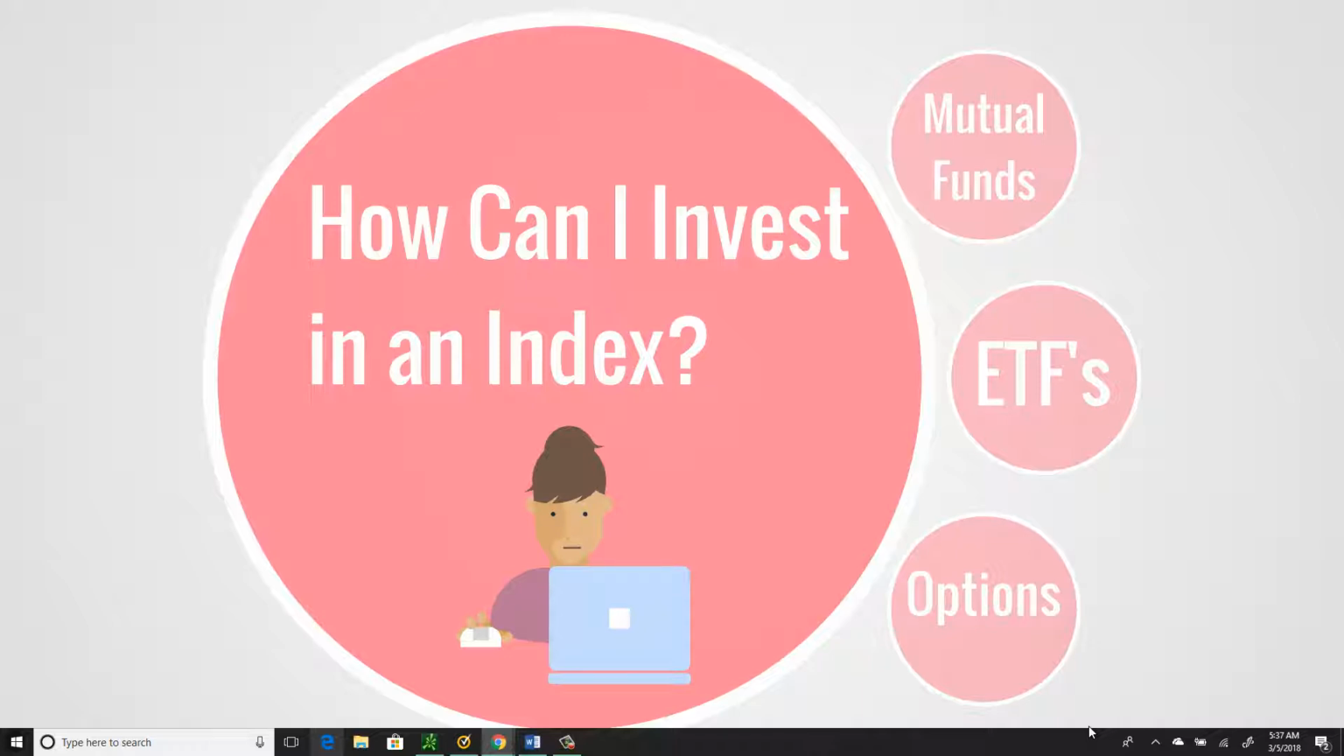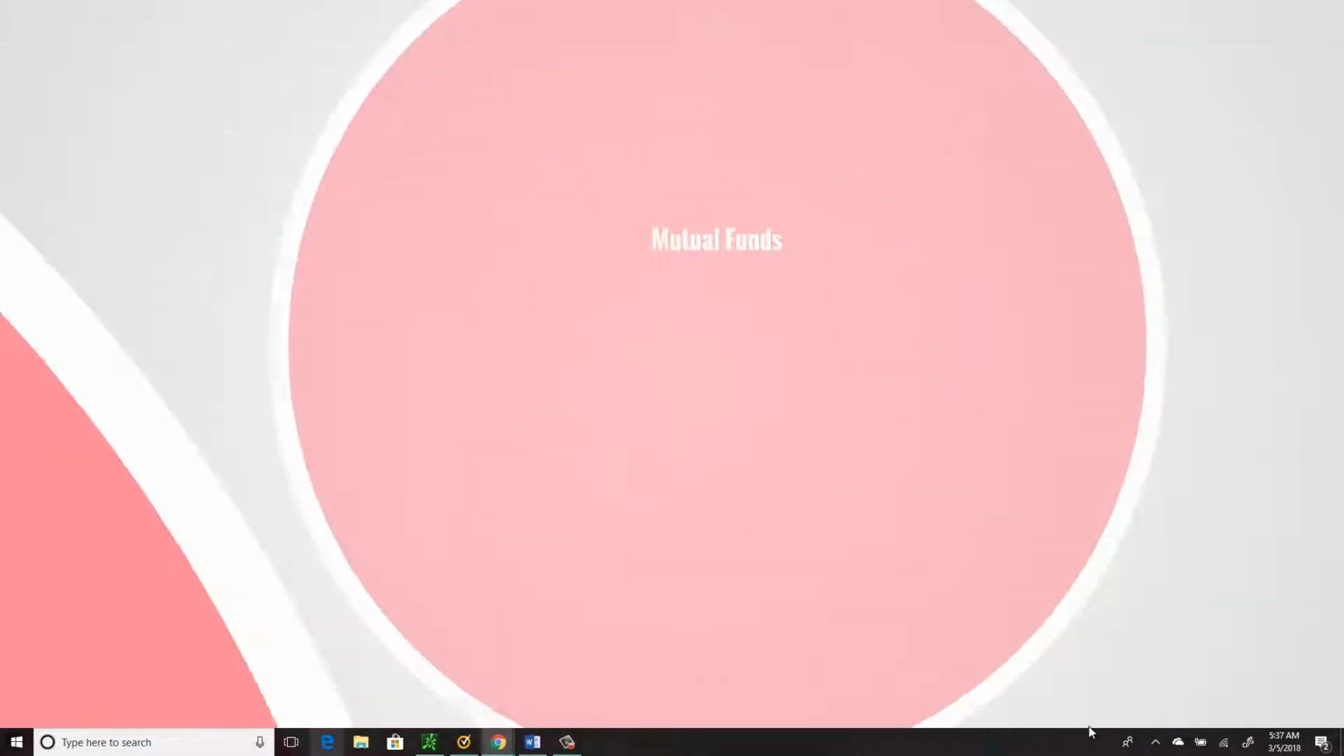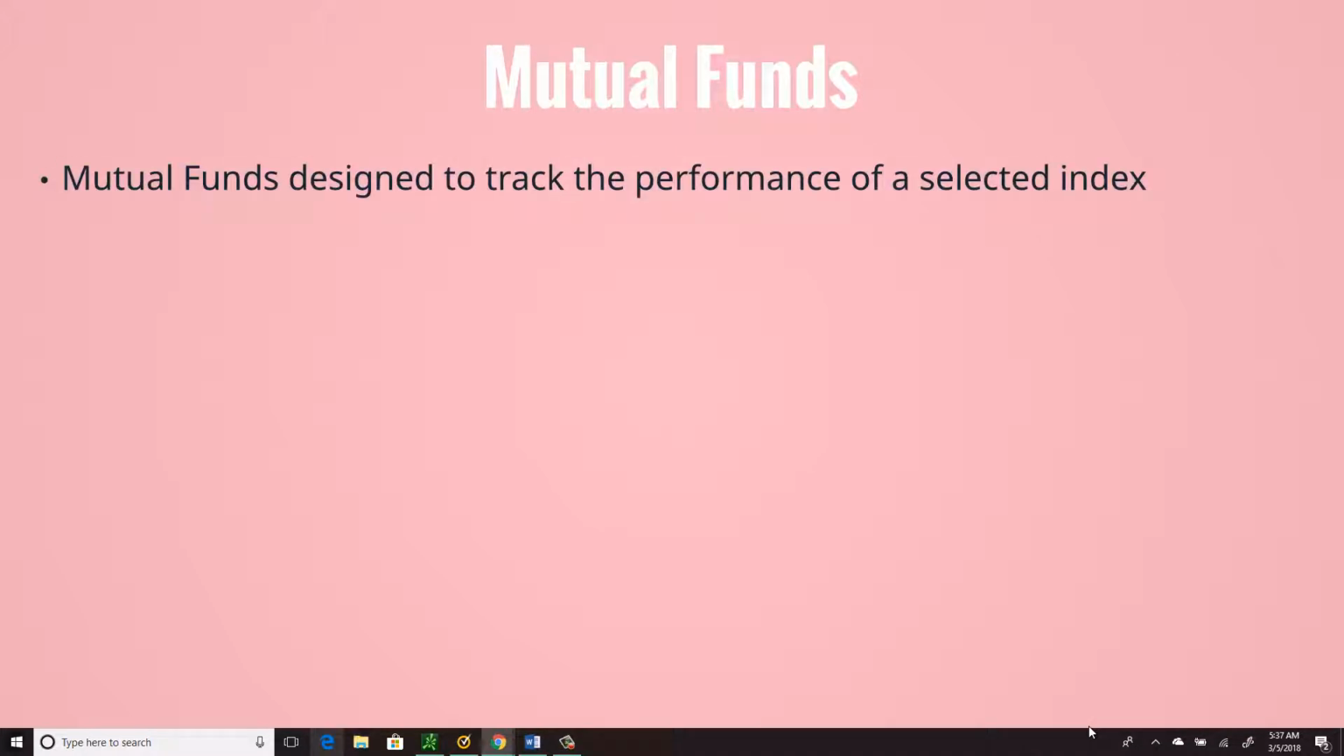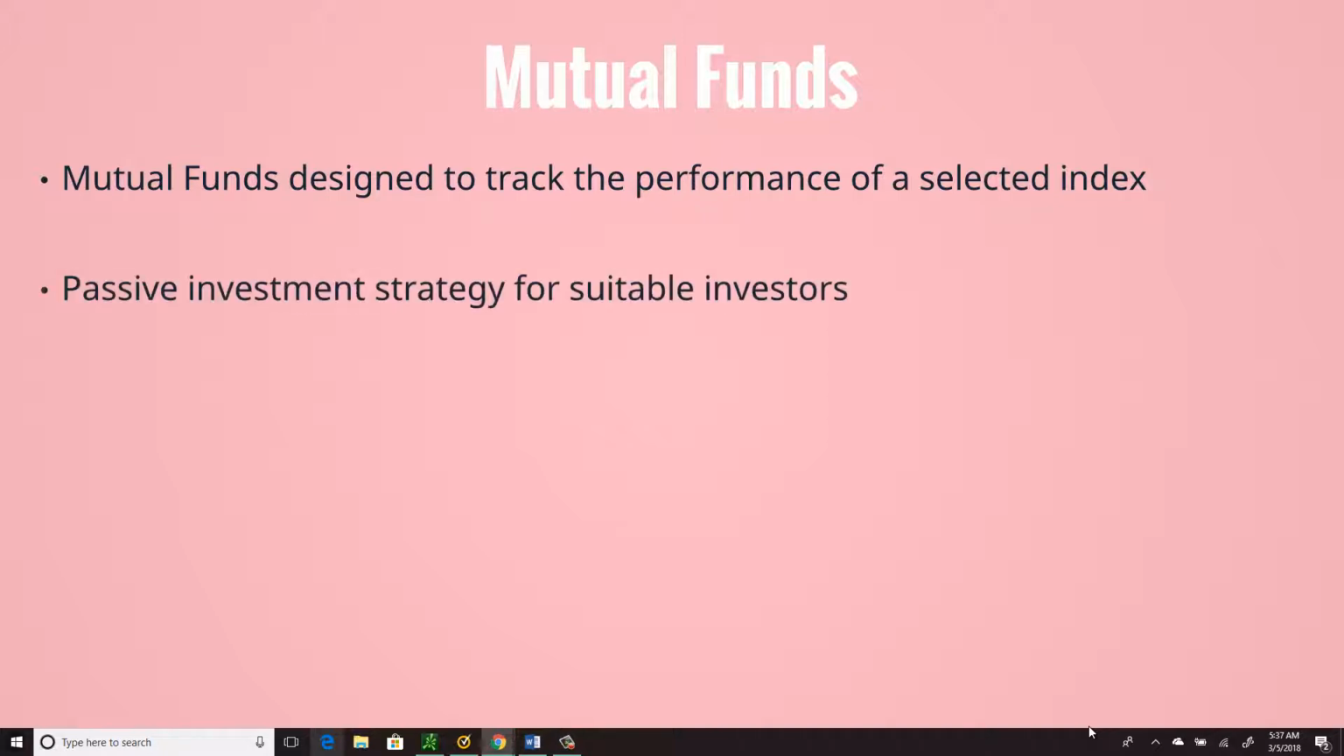However, different investment vehicles have been created to allow an investor access to investing in the markets. So let's go take a look at what those are. One of them is to use a mutual fund. Now, a mutual fund is designed to track the performance of a selected index. So a mutual fund is a basket of stocks that are designed to mirror the performance of an underlying index.